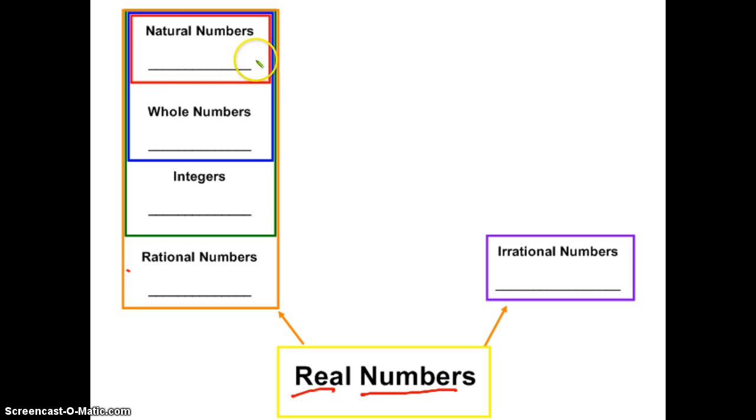Let me grab the highlighter here. Natural numbers, whole numbers, and integers are all considered rational numbers. They're all in the big group. You see this orange box going around all of them. That's because all of these are rational numbers. And we will spend most of our class talking about rational and irrational numbers. So I would like you to just copy this into your notes somewhere so you can use it as a study guide.